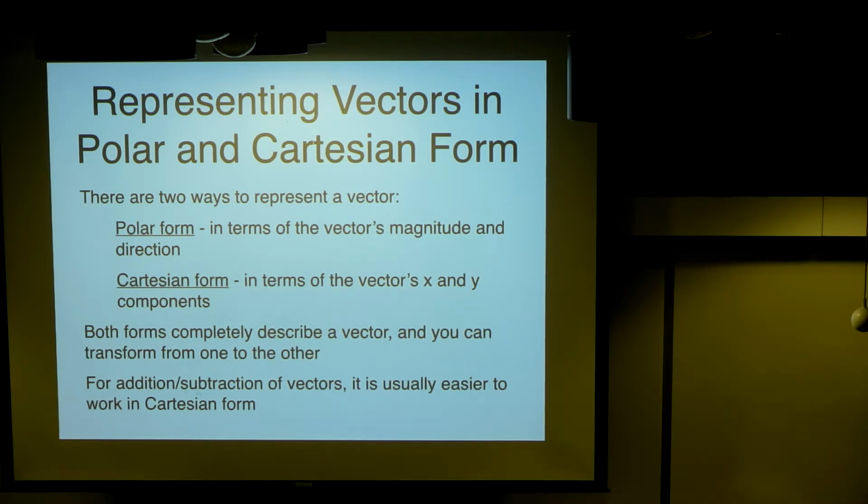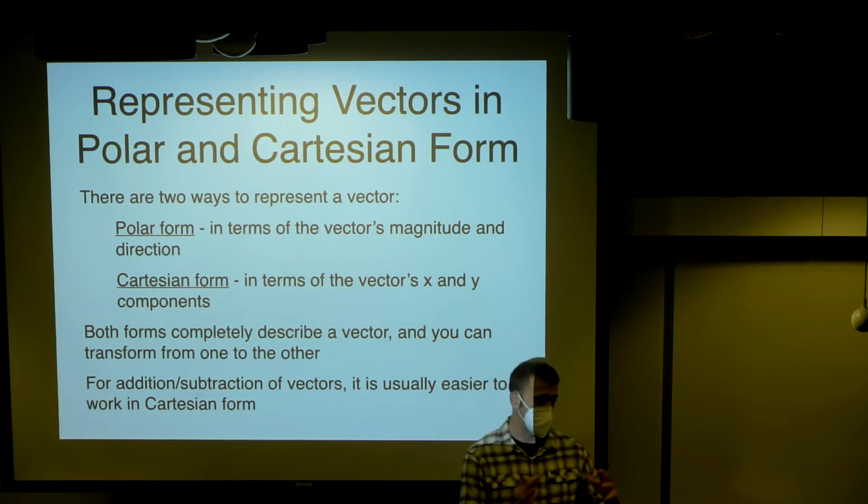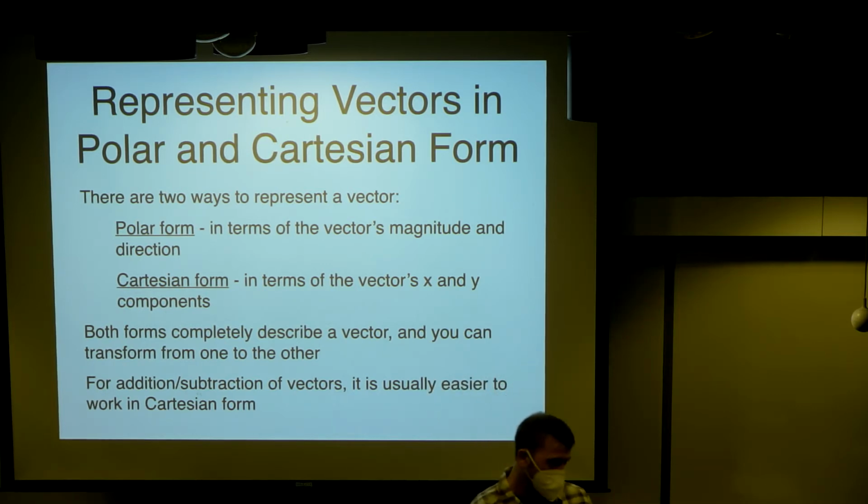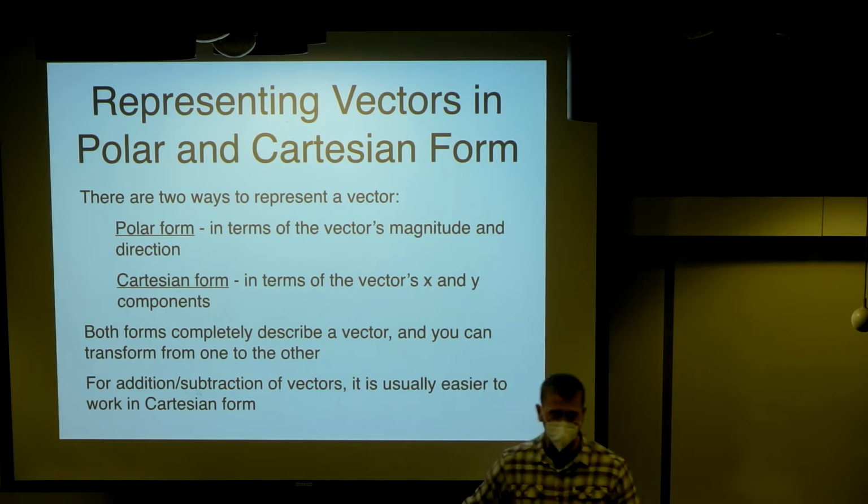So we can use either one of these forms. Either one is just as valid as the other. They both completely describe the vector and what the vector is doing, and you can always go from one to the other. So if I have my vector in Cartesian form, there's a way to translate that into polar form and vice versa.